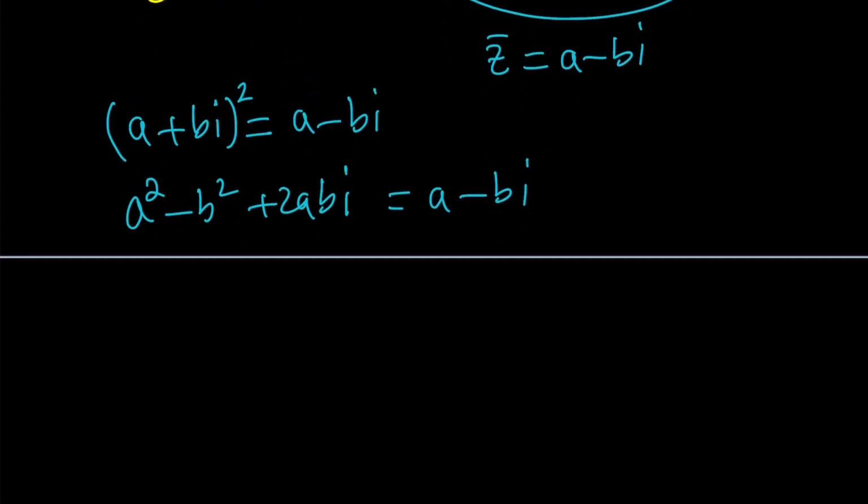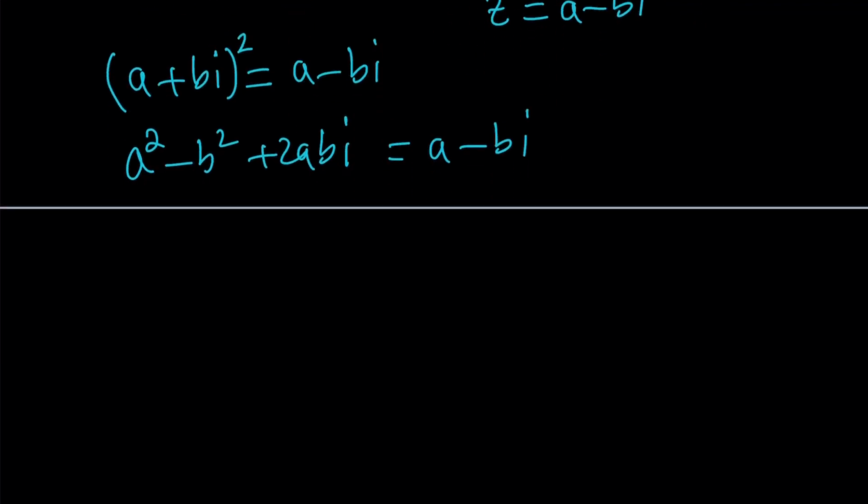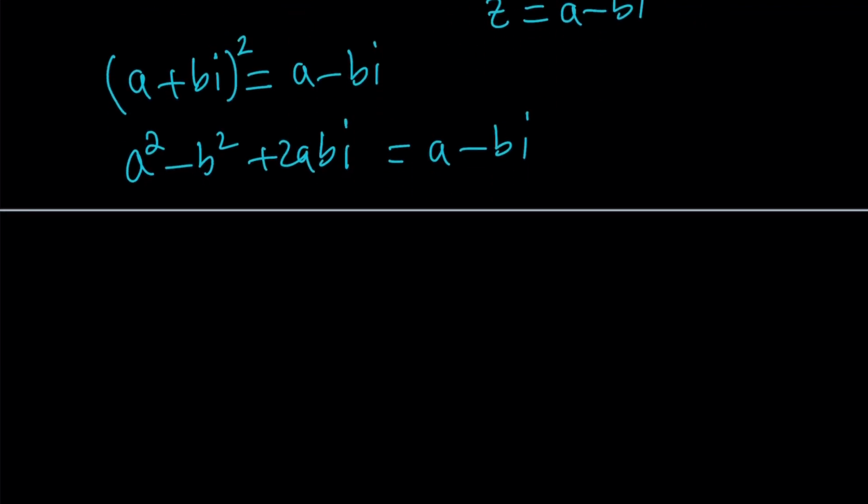Now, you can combine these two things and set it equal to 0 if you want, or just compare the real parts to real parts and imaginary parts to imaginary parts. I'm going to do the latter. So this is going to be the same thing as a, and this is going to be the same thing as negative b.